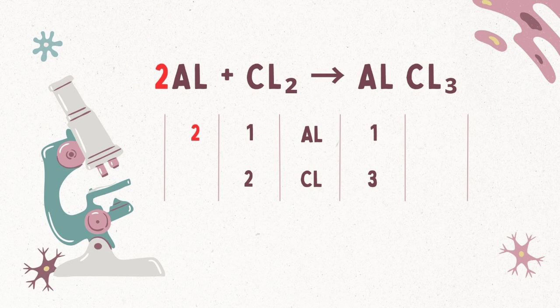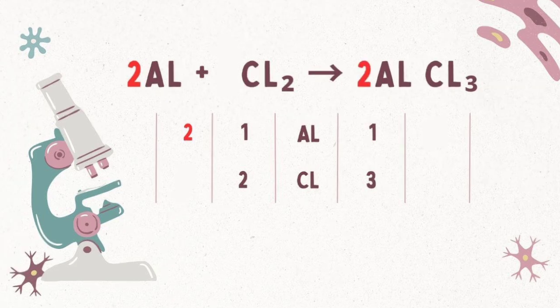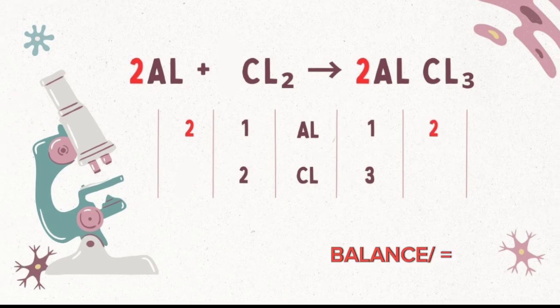Next is the product, Al. So to make them balance, let's also put 2 in front of our AlCl3, so that it will be 2AlCl3. So our Al in the reactant and product are balanced. They are both 2. Next, let's move to Cl2 and Cl3.